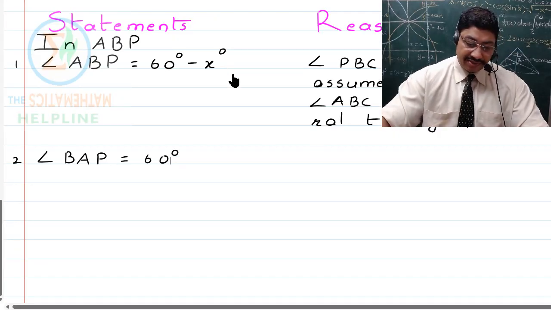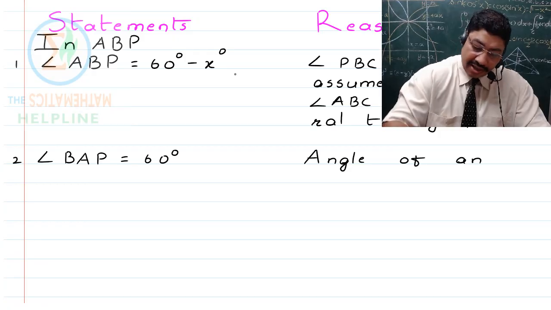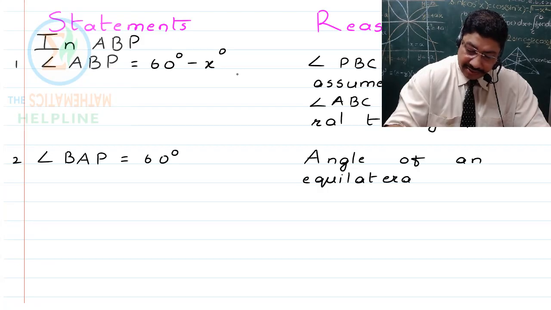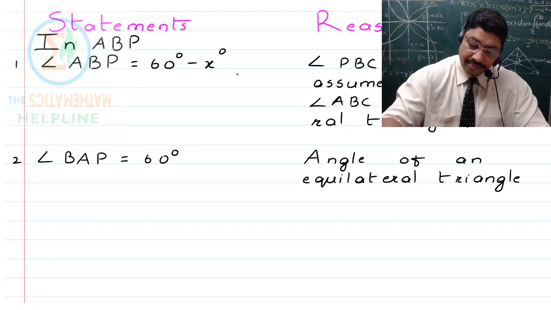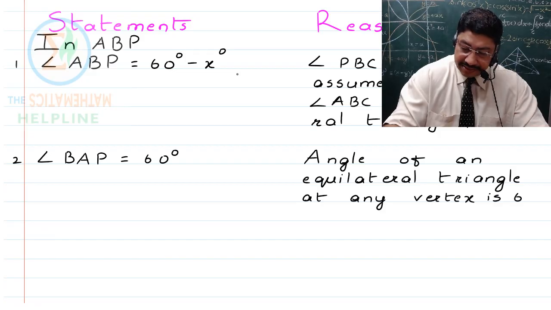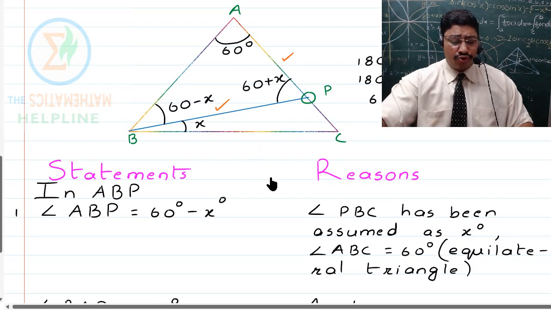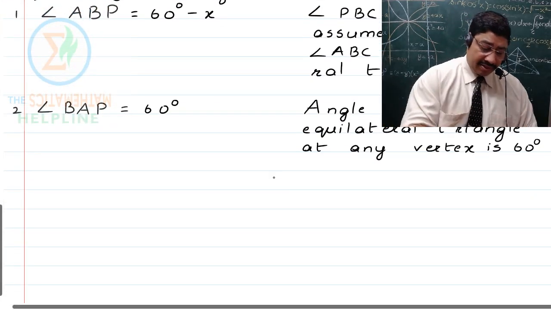And here you will write the reason as angle of an equilateral triangle at any vertex is 60 degree, right? And you know this. Okay, now that we have both the angles that we require, we can now talk about the sides. Now we can say that BP is going to be greater than PA.